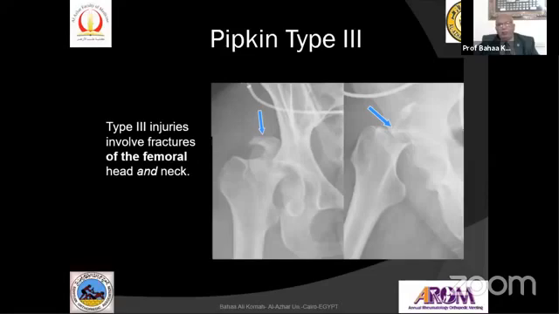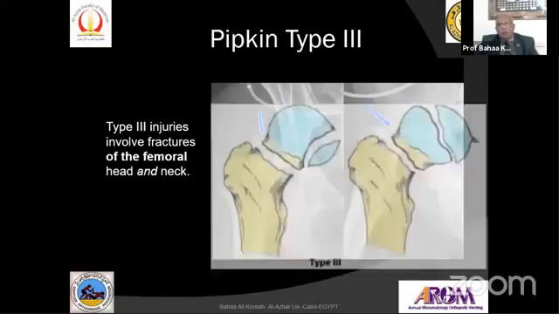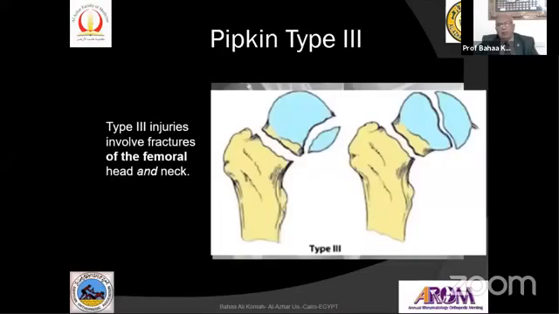In Pipkin type 3, the injury involves either type 1 or type 2 with fracture of the neck of the femur. This is type 3, which includes either type 1 and this one, or type 2 involving the fovea, and with fracture of the neck of the femur.